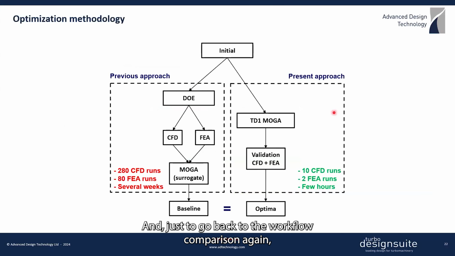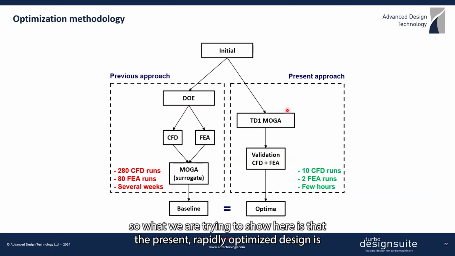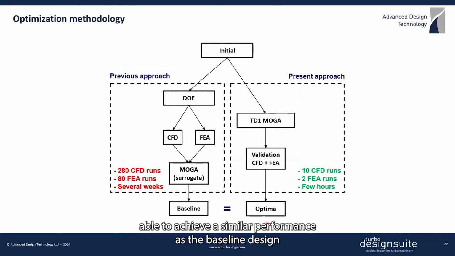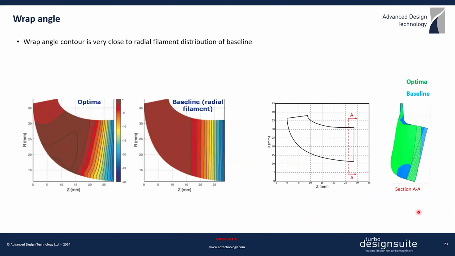And just to go back to the workflow comparison again, what we are trying to show here is that the present rapidly optimized design is able to achieve a similar performance as the baseline design that was generated as a result of weeks of several CFD and FEA runs. So starting with the wrap angle distribution in the optimized rotor, it looks quite close to the baseline near the extruder region. And of course, the baseline rotor was purely radial filament due to that post modification of the 3D geometry, as mentioned earlier.